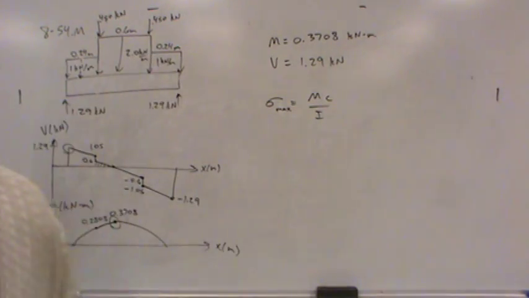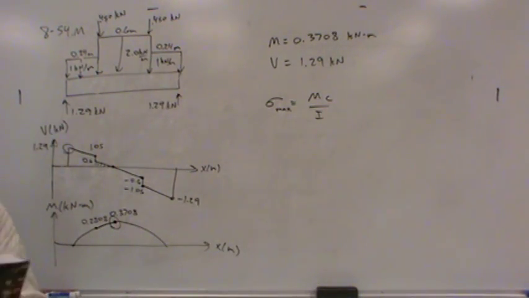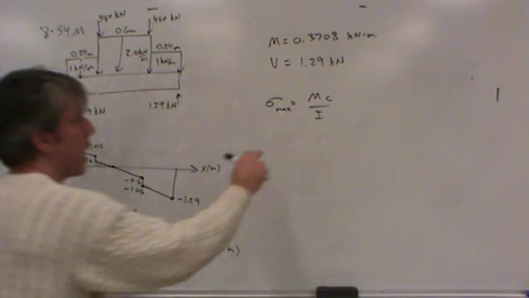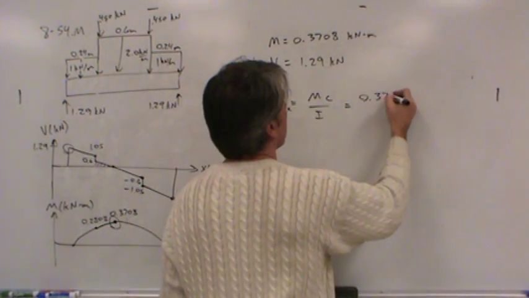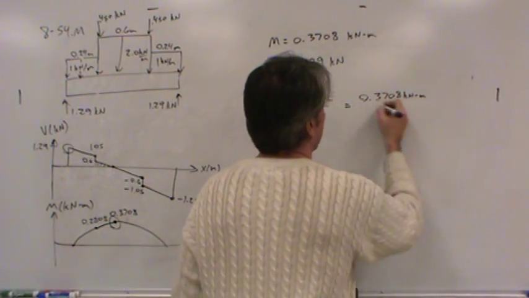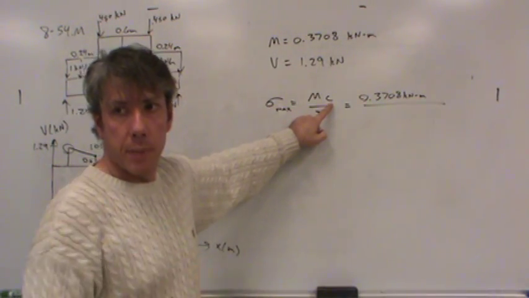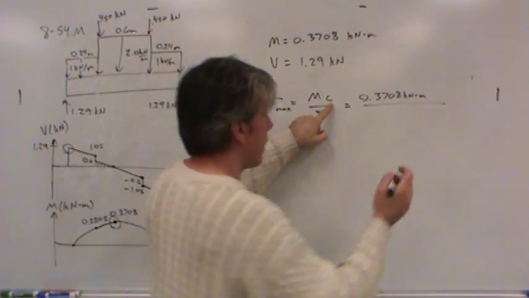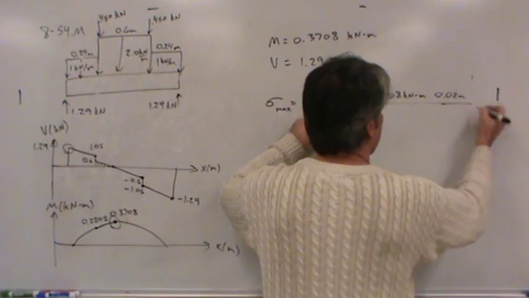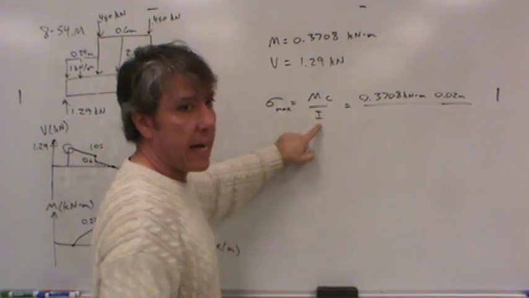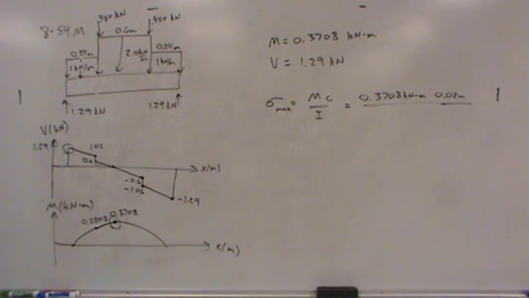Now we need to concern ourselves with the cross-sectional properties. It's a round shaft, 40 millimeters in diameter. So how far is the neutral axis from the top of the beam? 20 millimeters, right? So 0.02 meters. Now how will we get I? Well, we'll have to go to the back of the book and look up I for a circular cross-section. It should be pi d cubed over 64 if I remember right. Let's see, so area properties.